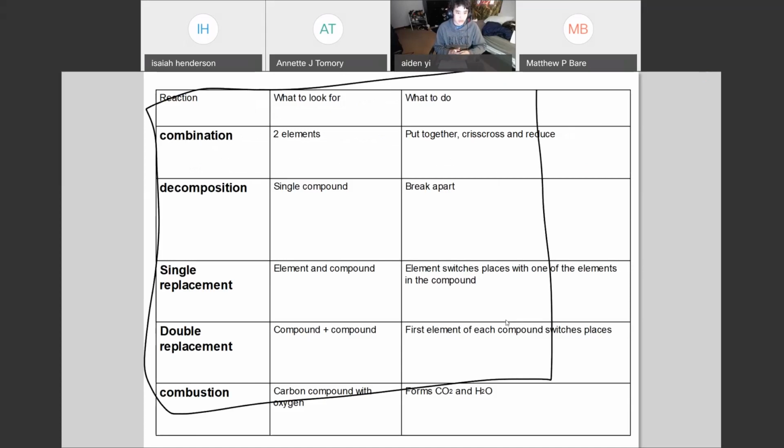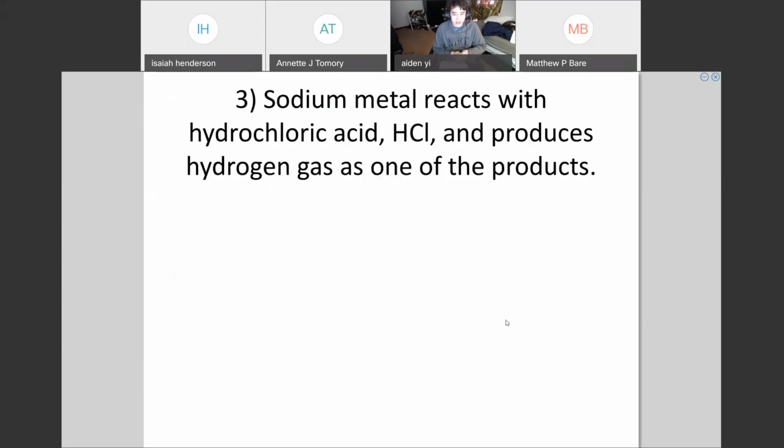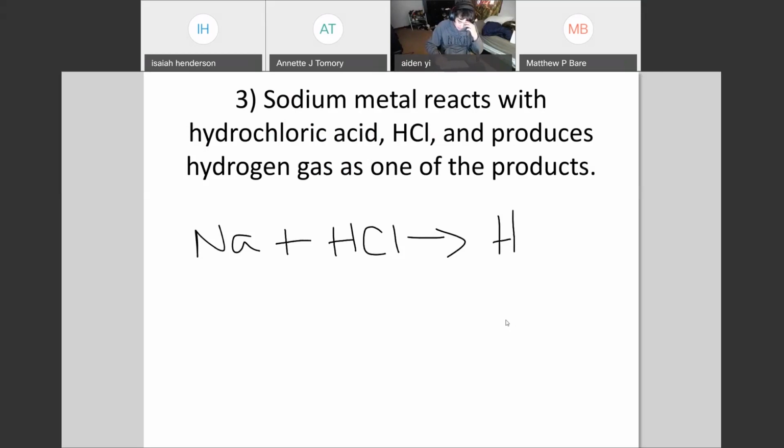How do we do number 3? You want me to do number 3? It says it produces hydrogen gas as one of the products. Do I just write the arrow and put hydrogen? Yeah. So we have Na, sodium. Is it bonded to anything? No. Is it diatomic? No. And then it reacts with hydrochloric acid, which I gave you, HCl. And then arrow. Produces hydrogen gas as one of the products. So it's hydrogen by itself. Is it diatomic? Yeah, it is. So that'd be H2.